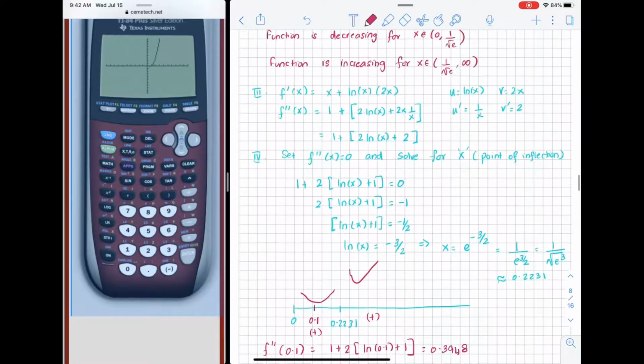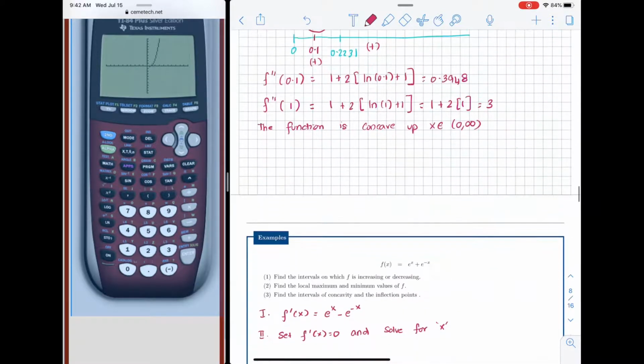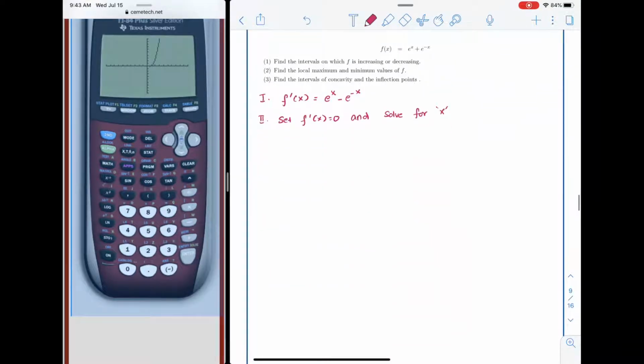I forgot to write where the local minimum is going to be in the previous problem. The local minimum, which in that problem is also the absolute minimum, is at x is equal to 1 over square root of e.